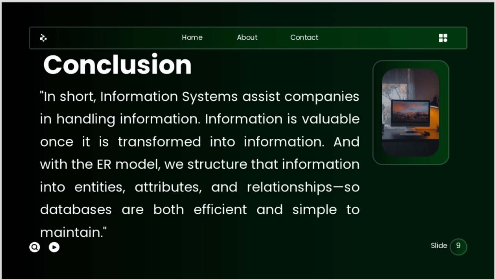Here is the conclusion. In short, information systems assist companies in handling information. Data is valuable once it is transformed into information. And with the ER model, we structure the information into entities, attributes, and relationships, so databases are both efficient and simple to maintain.